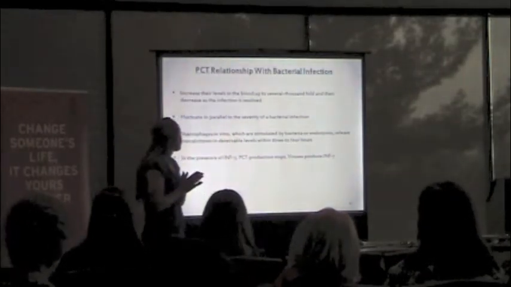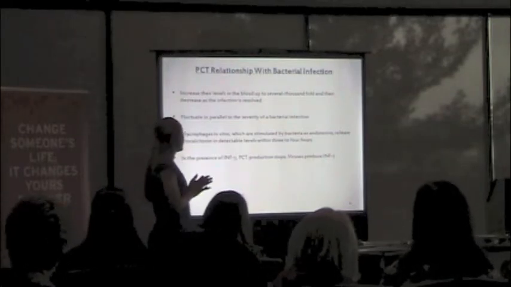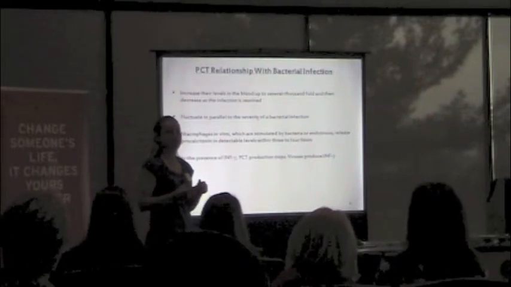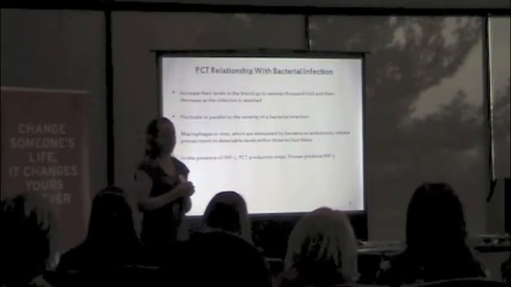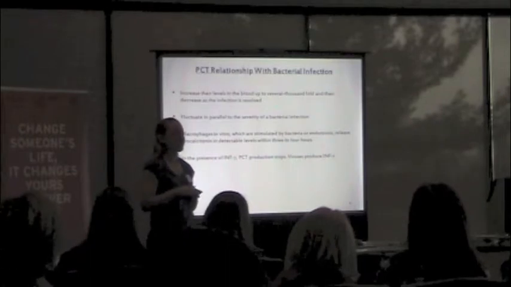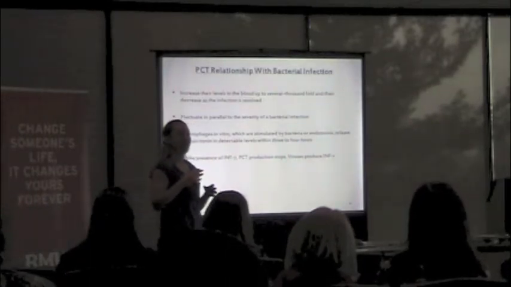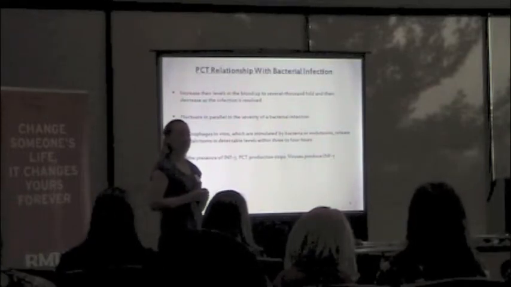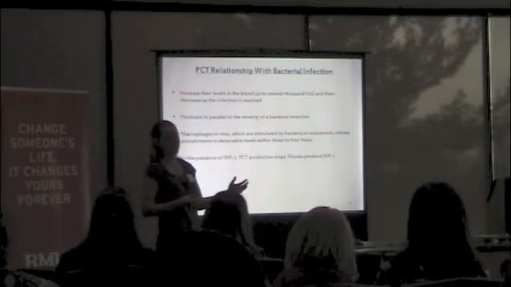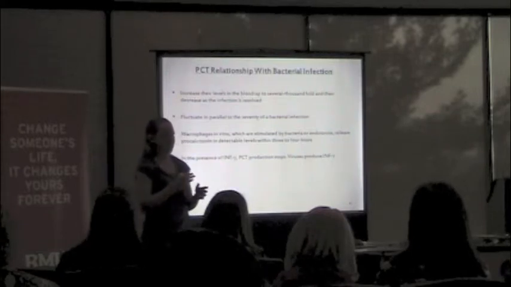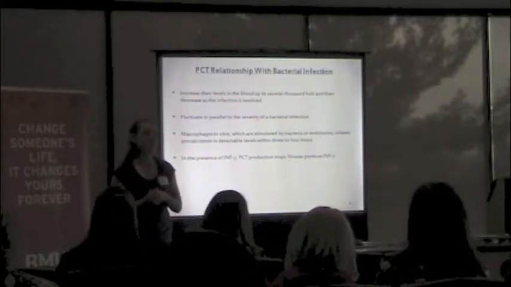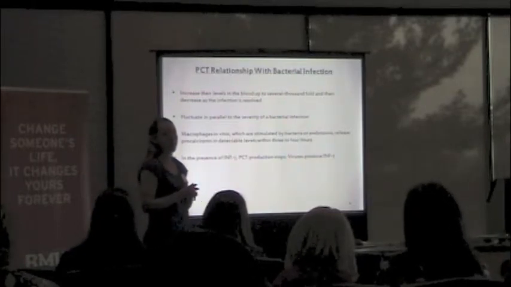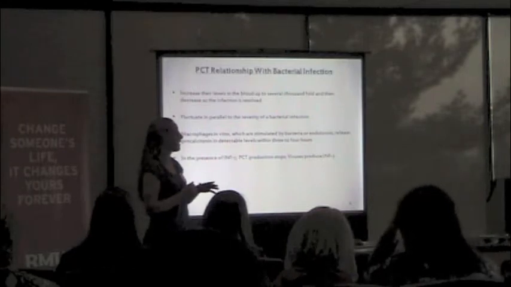So the procalcitonin relationship with bacterial infections that we have found so far is that it increases in the bloodstream up to several thousand-fold during the presence of bacterial infection. We have found that it fluctuates in the bloodstream as the level of infection fluctuates. So this would be helpful because as the severity of the infection increases, so should the level of procalcitonin. And as it decreases, we found that the procalcitonin level will also decrease. This will be useful in diagnosing techniques later on, and this will also help guide our antibiotic therapy.